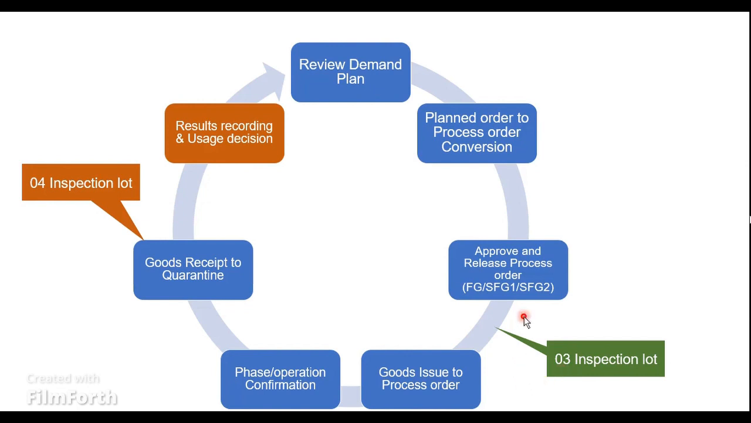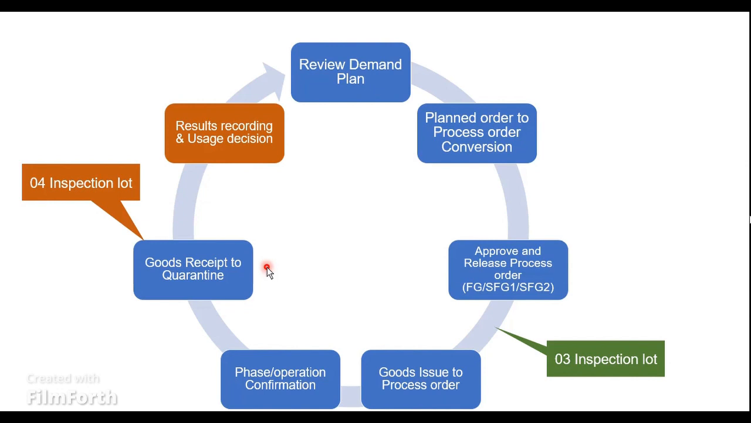So once the process order has been created, the next step is basically to perform the goods issue of the raw materials or the components against the process order. And once the goods issue is completed, we then go into the confirmation of the phases in the corresponding process order. After the confirmation is done, the next step is to perform the goods receipt against the process order in the transaction MIGO.